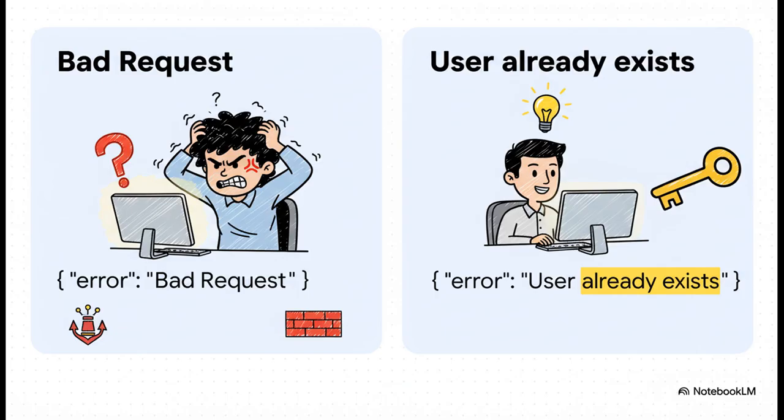And this right here, this is where a good API really separates itself from a bad one. When an error happens, does the API just slam the door in your face, or does it offer you a helping hand? A generic bad request message is a total dead end.